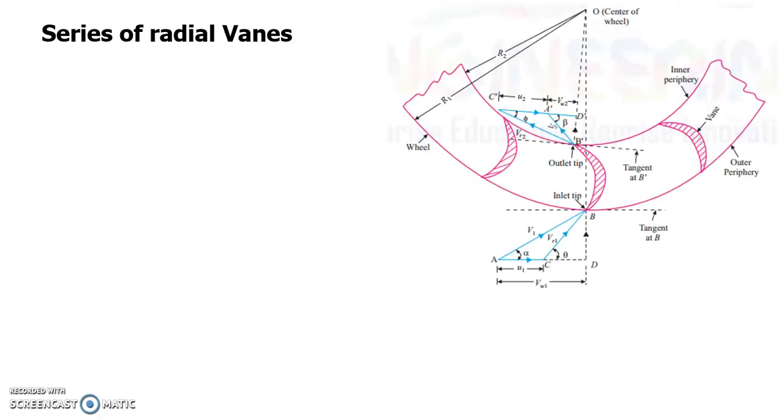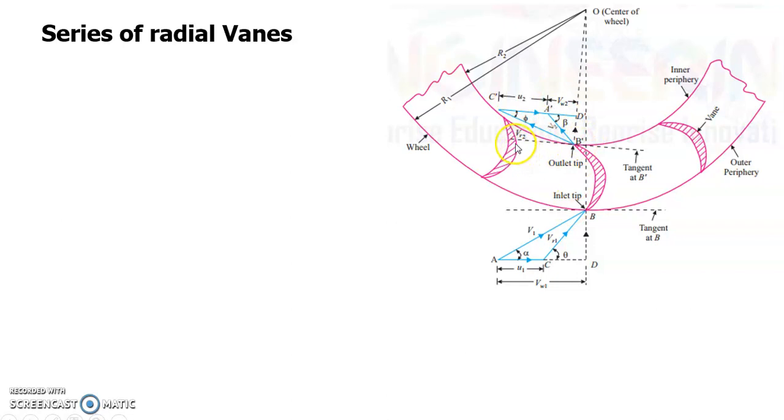So series of radial vanes, how do they look? They look like this. So the arrangement of series of radial vanes on a wheel, and they'll have two radii. The outlet radius is R1 and inlet radius is R2. And the way with which the jet strikes is somewhere here. We call this segment as inlet and outlet.